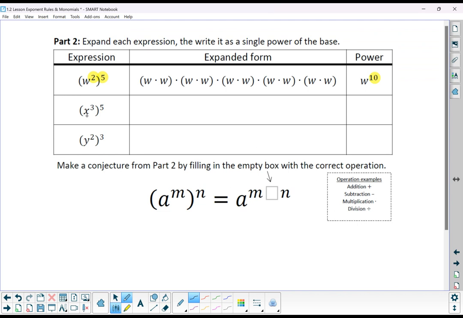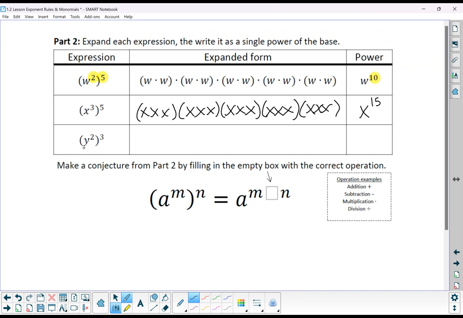Here's an x to the third to the fifth, so that's an x to the third that is multiplied 5 times. And you can see when we expand this out that we have a grand total of 15 of those. So that's x to the power of 15.